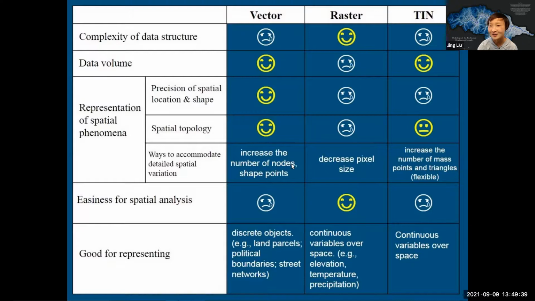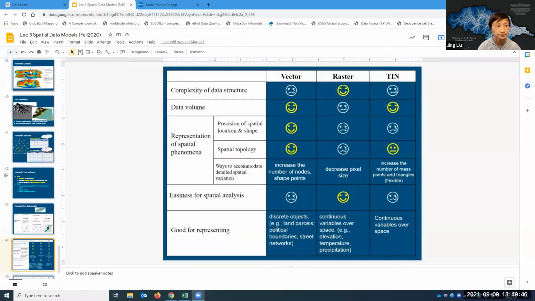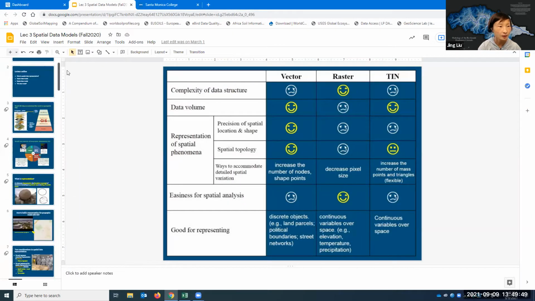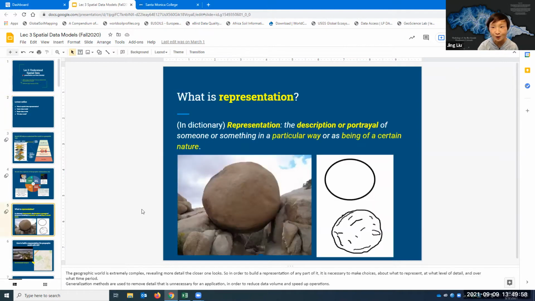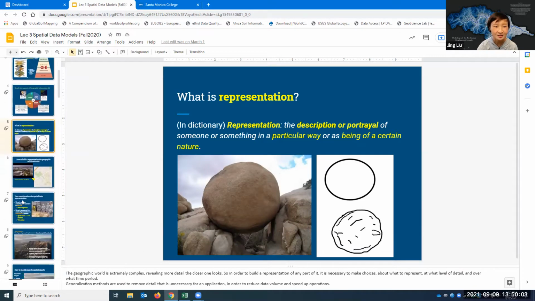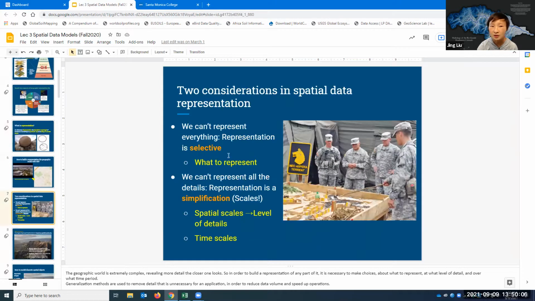Okay, so I think this is the last slide. Let me go back to summarize what we learned. We learned what spatial data representation is. Make sure you know data representation is not the real world. I have many ways to represent it. So when you build a data model, you want to select the things you want to represent. You want to simplify because your map has a scale.